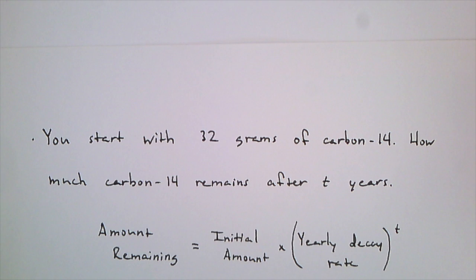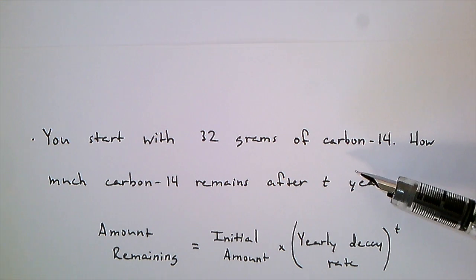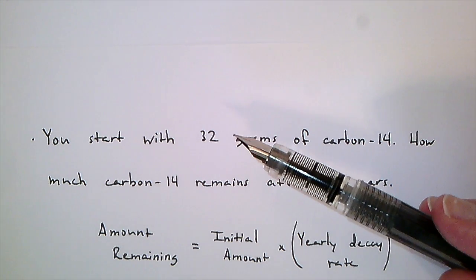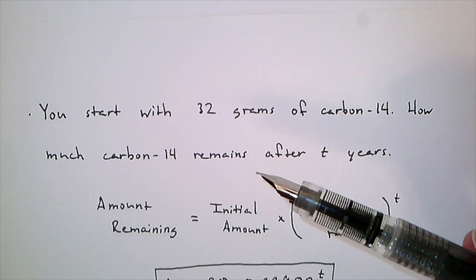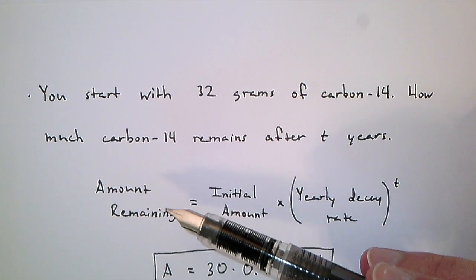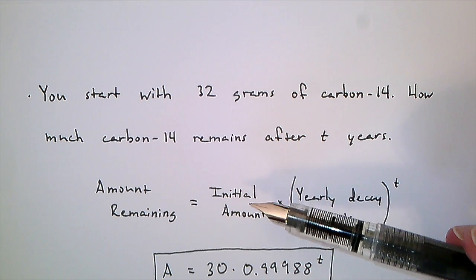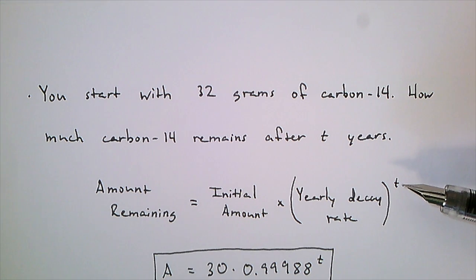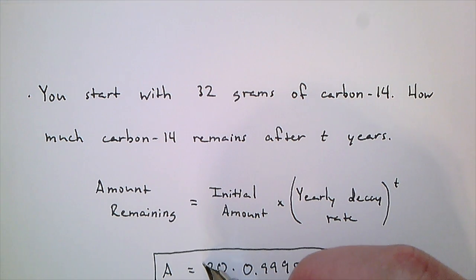Now that we have the yearly decay rate of carbon-14, we can make a formula for the amount of carbon-14 that remains after T years. In this particular example, I'm going to start with 32 grams of carbon-14. So think back to the way that a formula for an exponential function looks. The amount remaining will be equal to the initial amount times the decay rate, or the base, to the t power. And all we have to do is plug in our numbers. And I've just discovered another little mistake here. This should be 32.